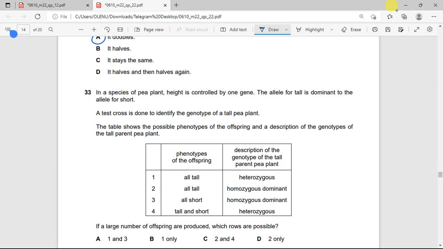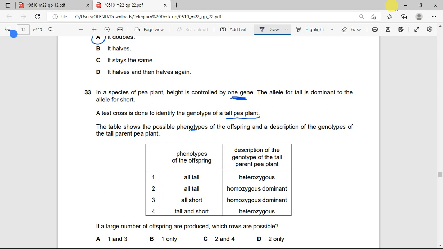Now, in a species of pea plant, height is controlled by one gene. The allele for tall is dominant to the allele for short. A test cross is done to identify the genotype of a tall pea plant. Now, the table shows the possible phenotype of the offspring and a description of the genotype of a tall pea plant.